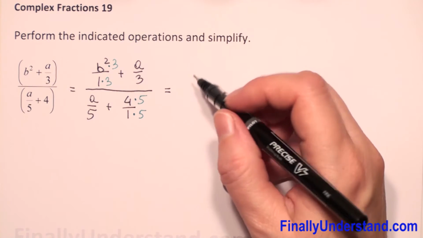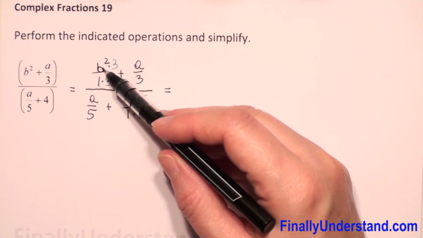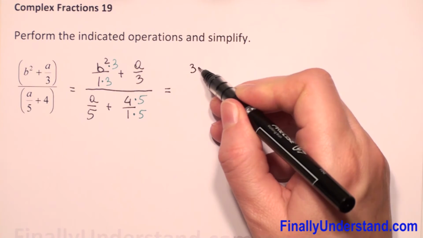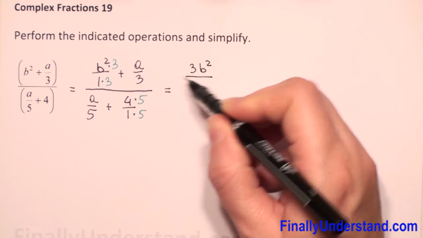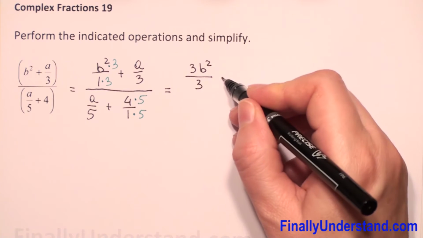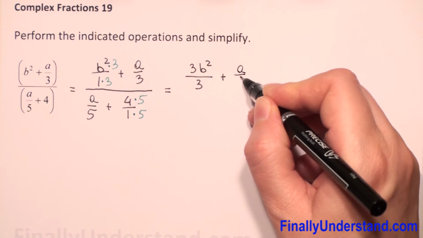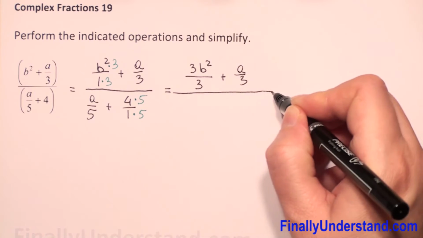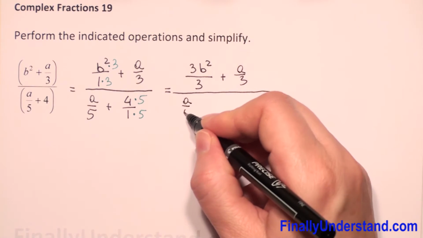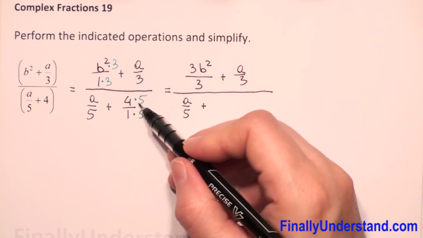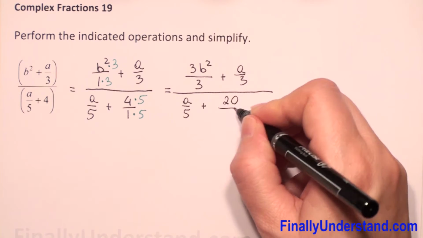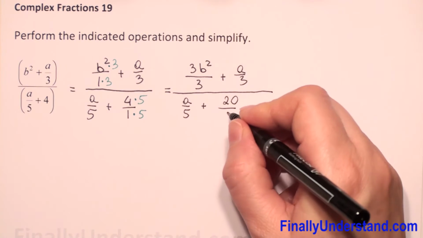So this is equal. We have now b squared times 3, so this is 3b squared over 1 times 3 is 3, and we have plus a over 3, and we have over a over 5 plus 4 times 5 is 20, 5 times 1 is 5.